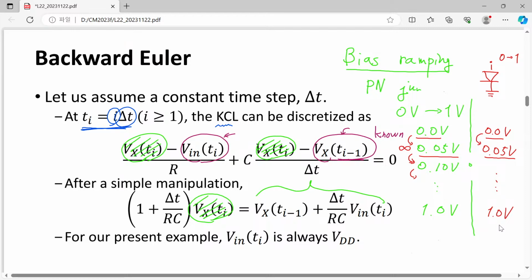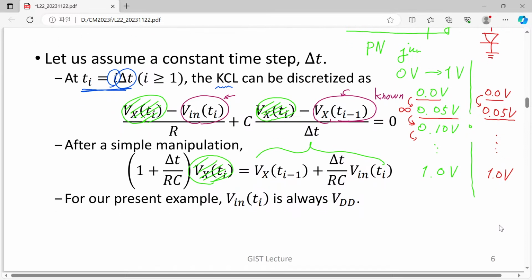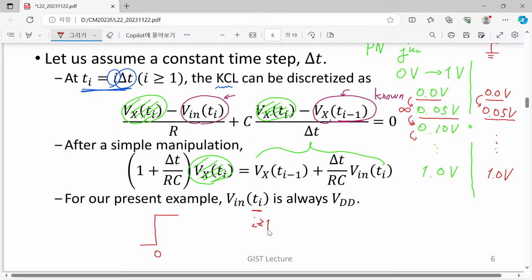So okay, then let's continue our discussion. Our present example means just a sudden switch at the time equal to 0. In this case, for our positive I values, I equal to or larger than 1, the voltage source is always a constant VDD. Okay, so here we have a constant value.